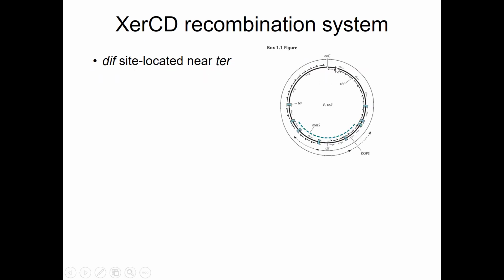If we look at the E. coli genome map, we can see our oriC positioned here at 0 degrees, meaning that ter should be about 180 degrees away from it. And you can see that the dif site is located here near ter. Why do you think that is important?